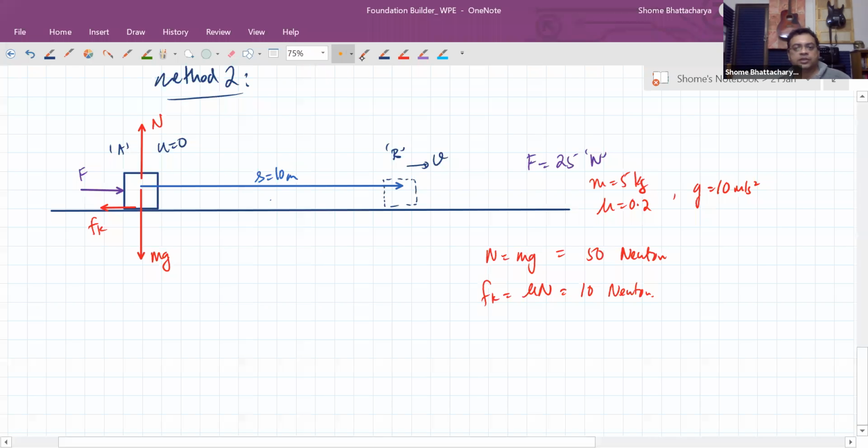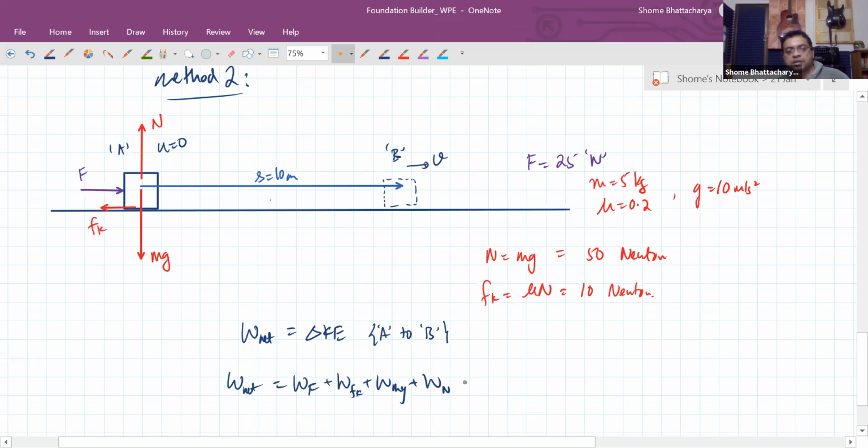Now we will use the statement of the work energy theorem, the work kinetic energy theorem. The net work done is equal to the change in kinetic energy. This is the statement, and we'll use it for the displacement from A to B. So now the net work done will be the work done by the force F plus the work done by friction plus the work done by mg plus the work done by normal reaction. Now the work done by the force F will become plus Fs. Work done by friction will be minus kinetic friction into S.